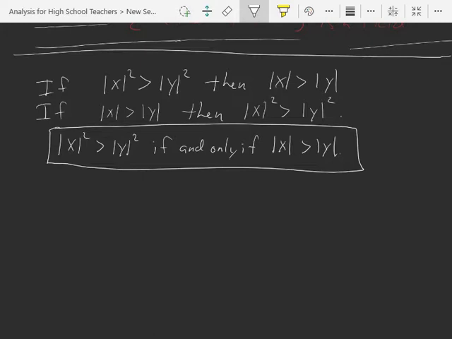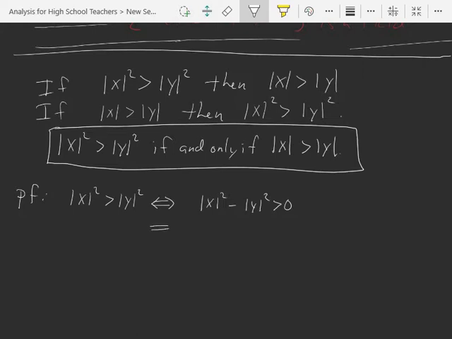So let's prove this, and we're not going to quite prove this statement as it's written. We're going to manipulate it a little bit, and to do that we're going to start by subtracting y squared from both sides. We'll start with this left hand side, and I get that the absolute value of x squared is bigger than the absolute value of y squared if and only if the absolute value of x squared minus the absolute value of y squared is bigger than 0. Right, if you take away the same quantity from both sides, then the inequality stays the same.